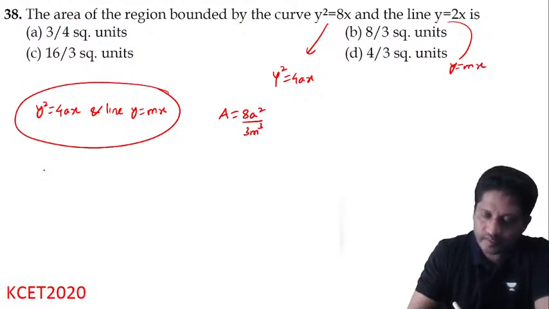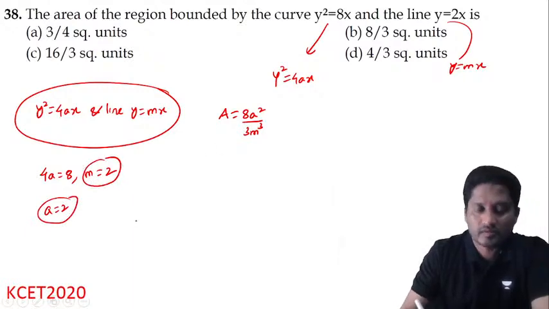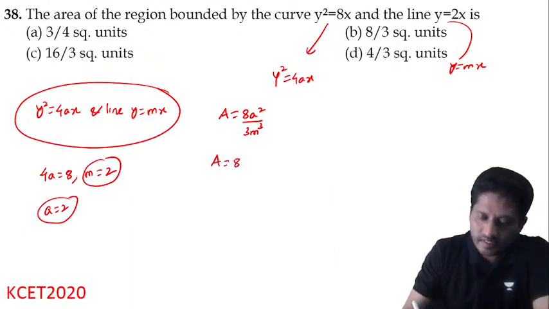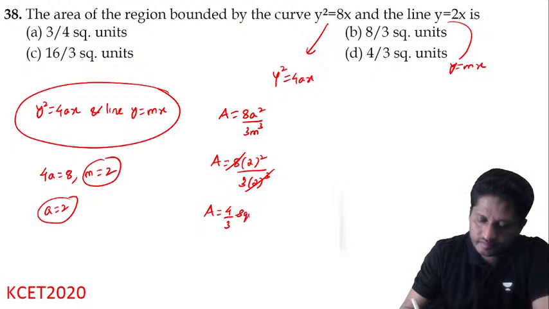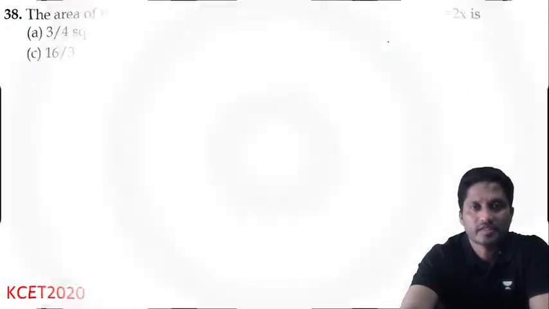Now if I compare, 4a is equal to 8, right? And m is equal to 2. So this means that a is equal to 2 and m is equal to 2. Area is equal to 8a square, that is 2 square, divided by 3 into m cube, that is 2 cube. So 8 will cancel with 8. Area is equal to 4 by 3 square units. Answer is option D. Let's move to the next question.